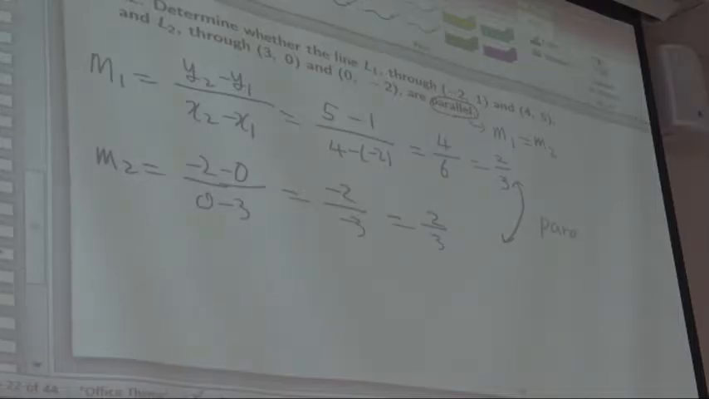Why is it not still negative though? Where is the negative? Didn't you say it's -3 and -2 and then it just goes to 2/3? Yeah, negative makes positive. Oh, yeah. Either way, it would still be parallel.